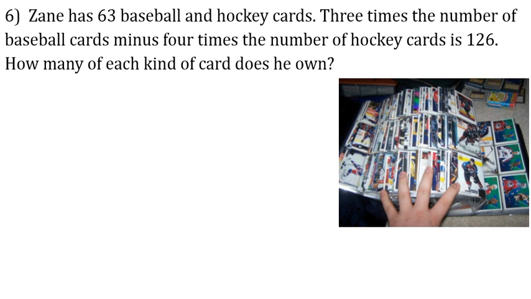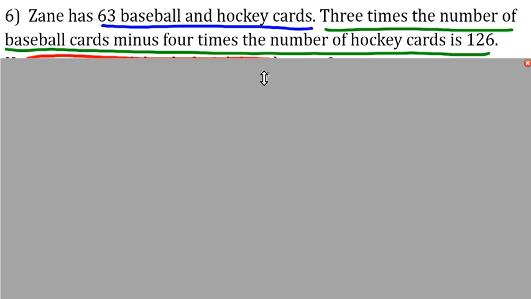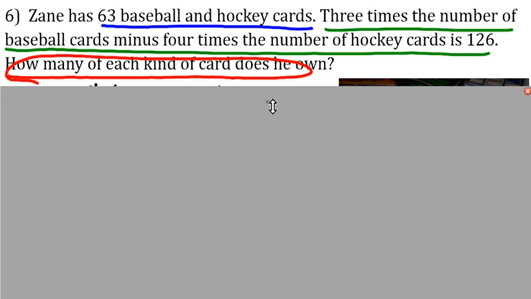Well, when given a scenario, I typically remind you to underline what you know and circle what you want to know. We have to be able to write a system to represent what is going on with our scenario. So what do we know? We know that Zane has 63 baseball cards and hockey cards. We also know 3 times the number of baseball cards minus 4 times the number of hockey cards is 126. We want to know how many of each type he has.